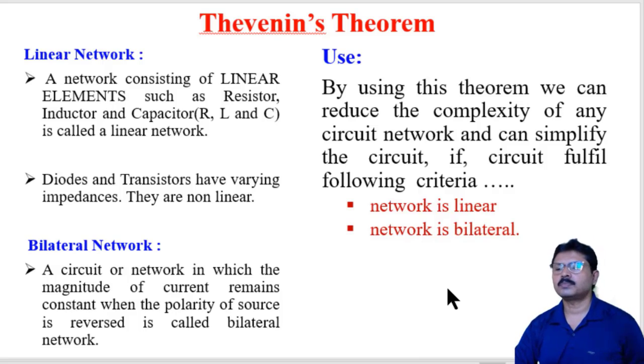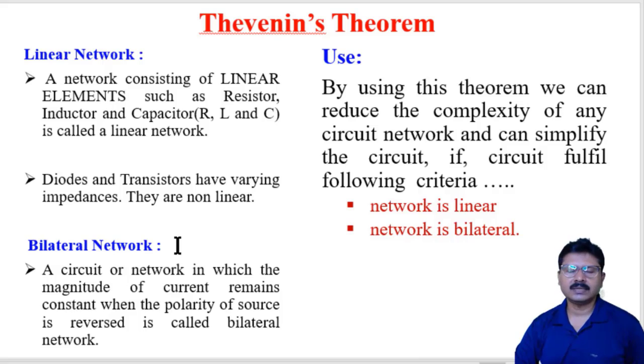So what is the linear property? What is the bilateral property? A linear network consists of linear elements such as resistor, inductor, capacitor. So these are linear elements. Why are they called linear elements? Because the input output relation is linear in this case. Transistors and diodes are normally non-linear elements. So circuits having resistors, inductors, capacitors are termed linear networks.